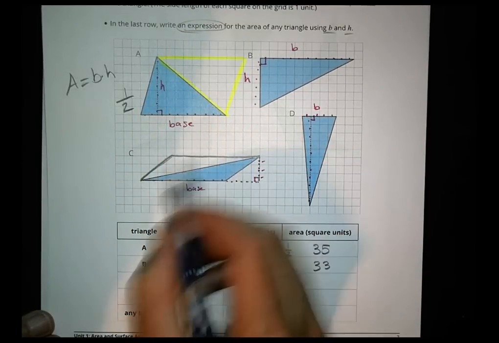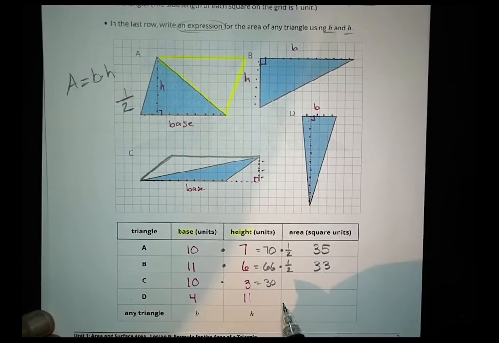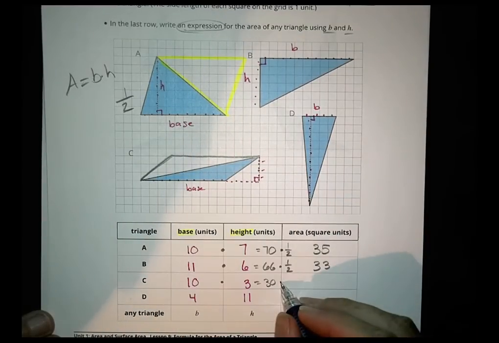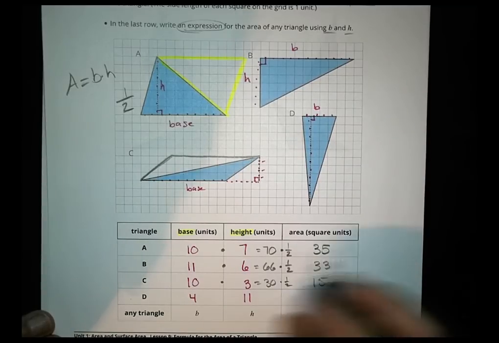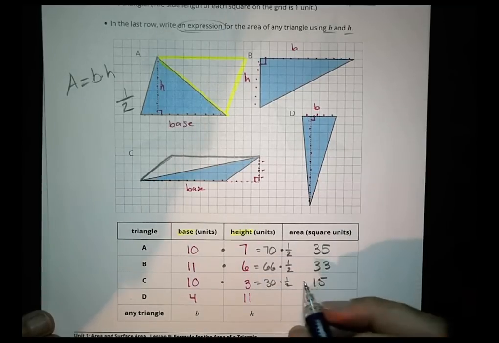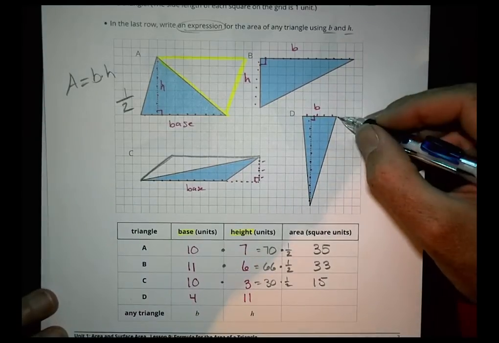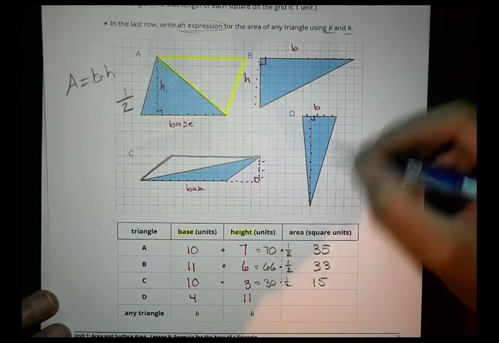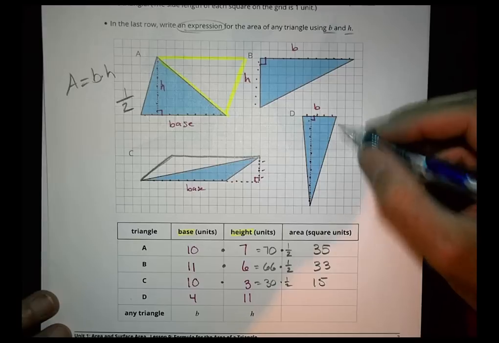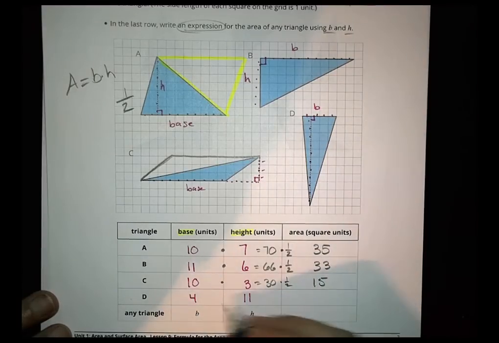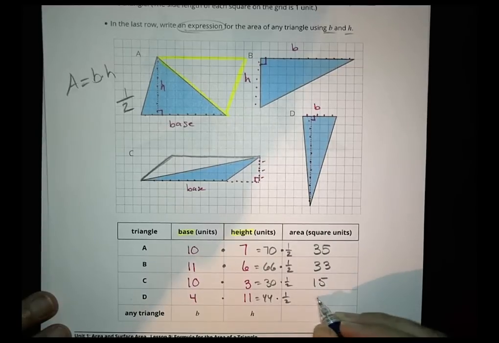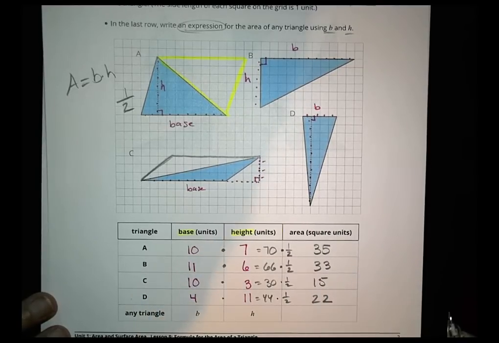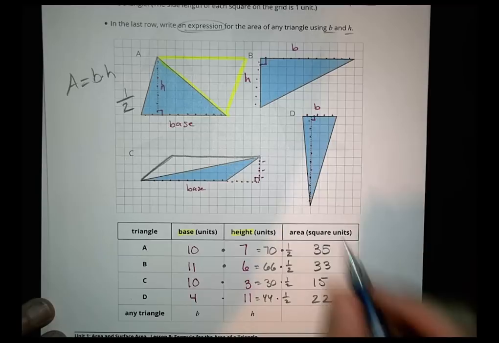So yes, that whole thing would be 30, but I only want half of it, so we're going to say the area is 15. And for the last one right here, it has a base of 4 and a height of 11. Again, we could extend this down, same idea, and we won't do it right now, but I could say that's 44, but I only want half of it, so it ends up being just 22. This happens every single time.